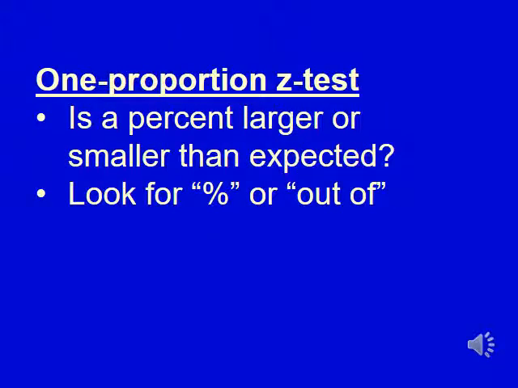Proportion, again, means percent. So a one proportion z-test, what you're looking for is whether the percent is bigger or smaller than what it's supposed to be. If you see percents in the problem or you see the phrase "out of," that's kind of a dead giveaway. It's going to be one of the proportion tests. And again, a one proportion test, you compare what the percent actually is with what it's supposed to be.